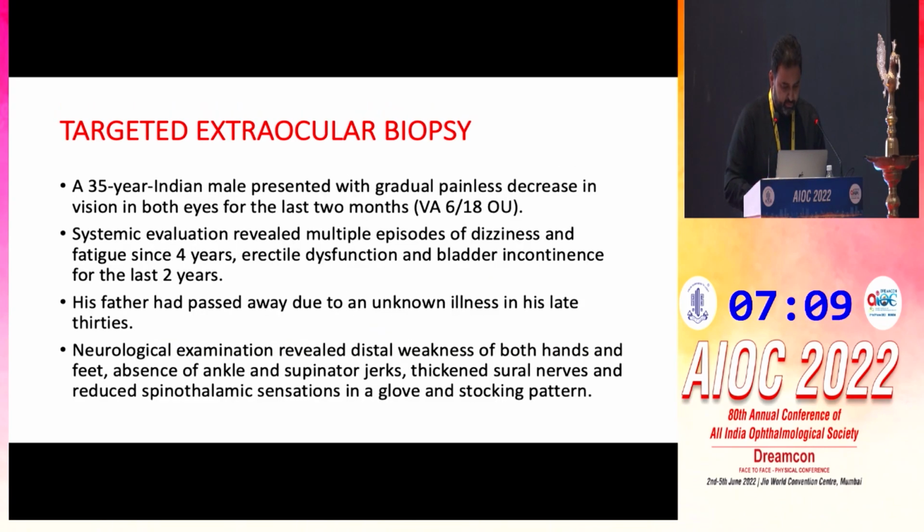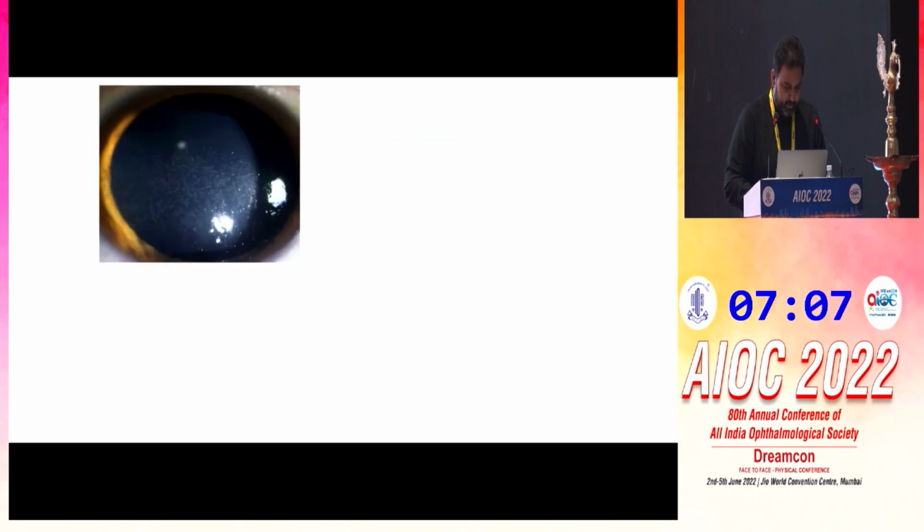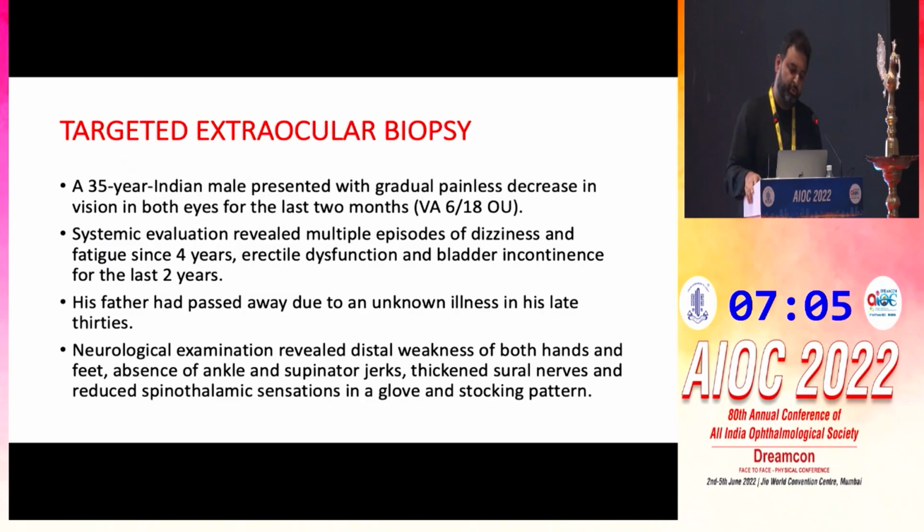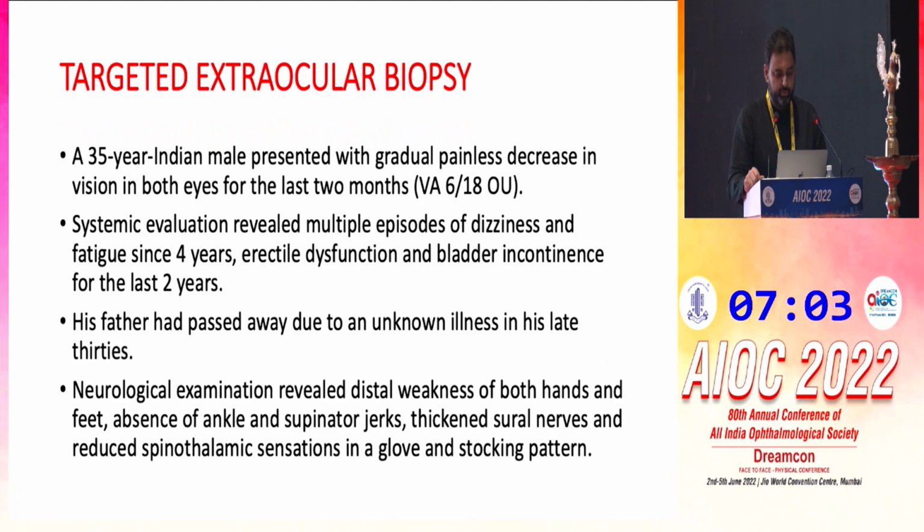This is a good case. So I'm going to be showing you this case and quickly go through. This was actually a young Indian male. He had gradual painless vision loss in both the eyes, 6/80 in both the eyes. His family, as in his father, had lost his life due to unknown illness at pretty much the same age. He was systemically not doing well. In fact, he was admitted with the neurologist, and that's when he actually came to us.